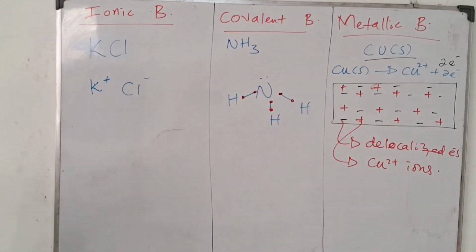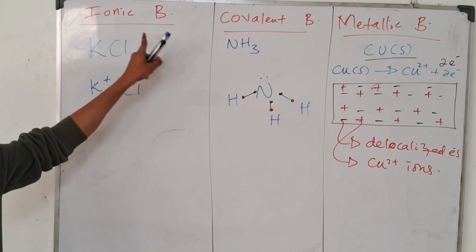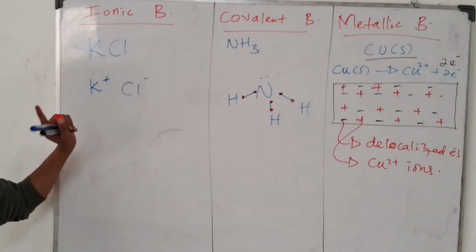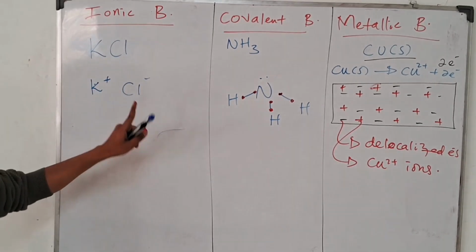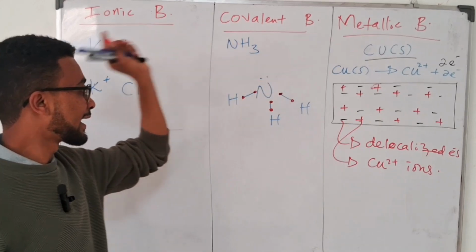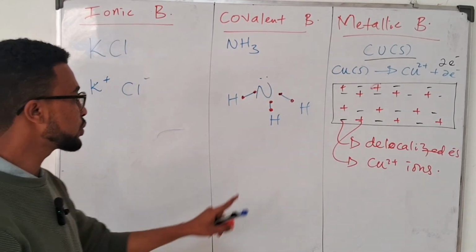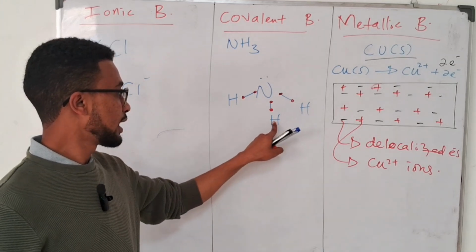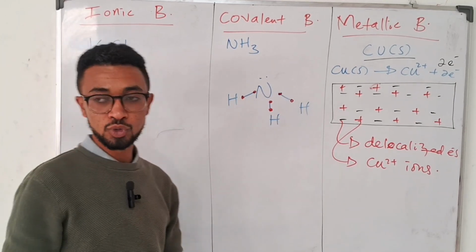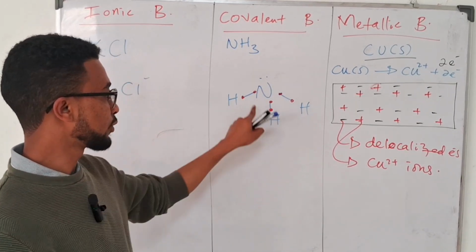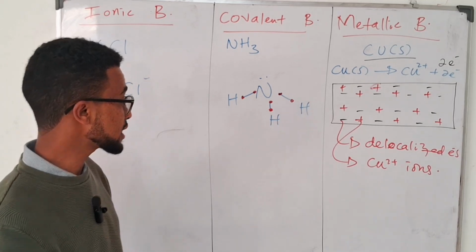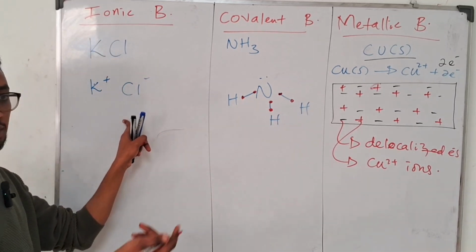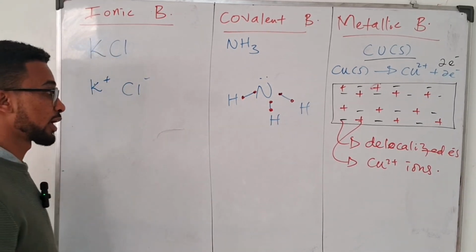So basically, ionic bonding is an electrostatic force of attraction between positively and negatively charged ions, and covalent bonding is an electrostatic force of attraction between the shared pair of electrons and the nuclei of the 2 bonded atoms, and it is formed by sharing of electrons, unlike ionic bonds. Ionic bonds are formed by transfer of electrons.